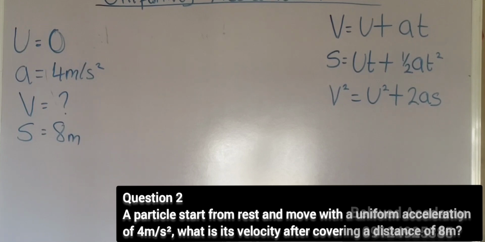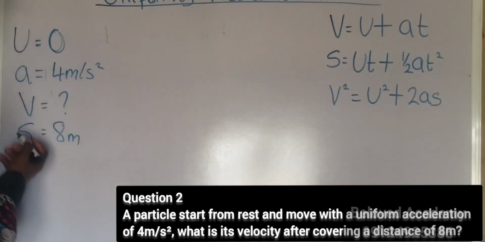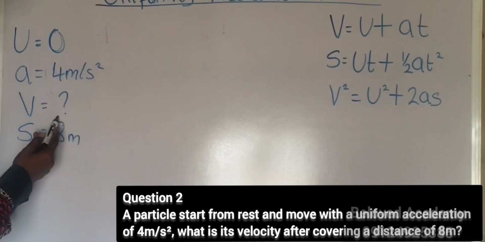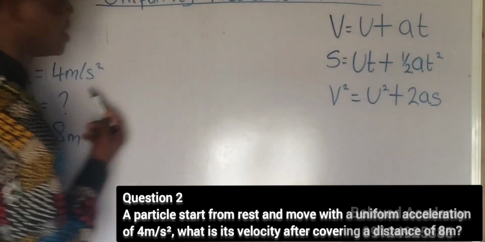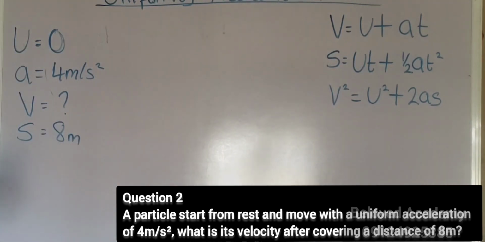Now, looking at these parameters that were given in the question, which of the equations of motion are we going to use? The first, the second, or the third? Let me just tell you something. If you want to use v is equal to u plus at, I'm not given the time, so I cannot use the first one. I'm looking for v. v is present, but I'm not given the time in the question. And if I want to use s is equal to ut plus 1 over 2 at squared, I'm not given the time again.